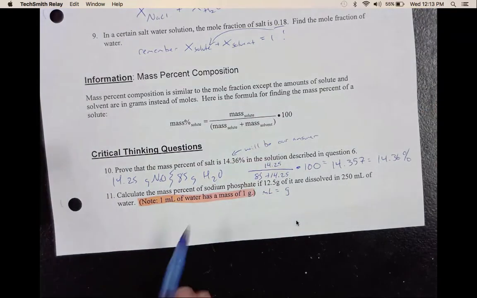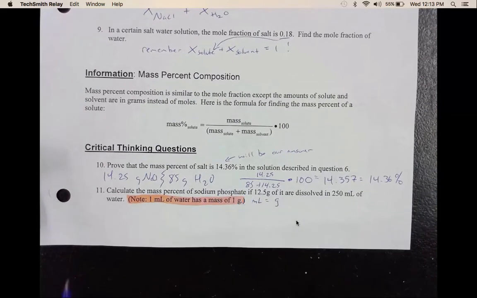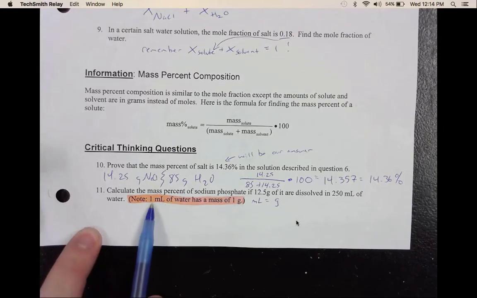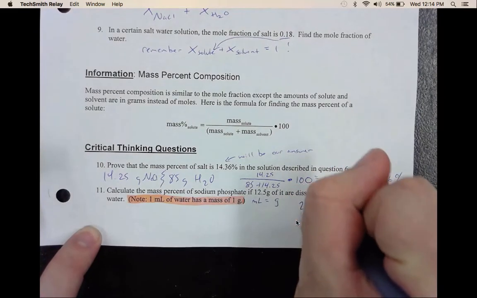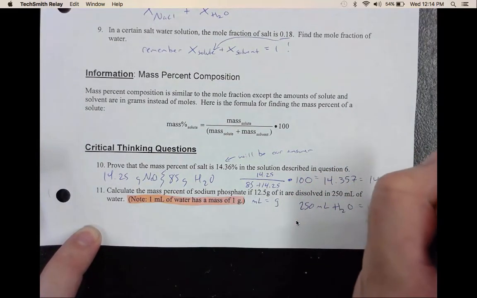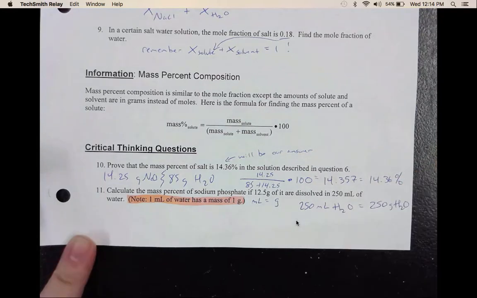In question 11, you are asked to calculate a percent composition by mass. However, it does not give you grams of water. Instead, it gives you milliliters. It does put a note down here. This is something that's important, something you will need to know, so highlight it, star it, whatever you have to do. You will have to know that 1 milliliter of water has a mass of 1 gram. So what we see here is that your milliliters equals your grams. So 250 milliliters of water will equal 250 grams of water. So then you can use your grams to calculate your percent composition by mass.